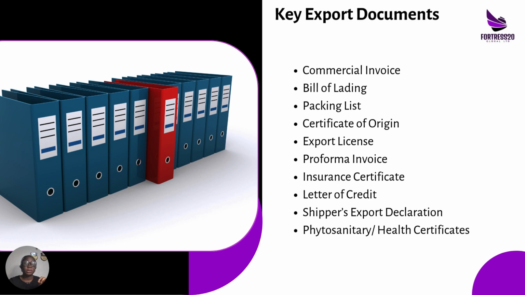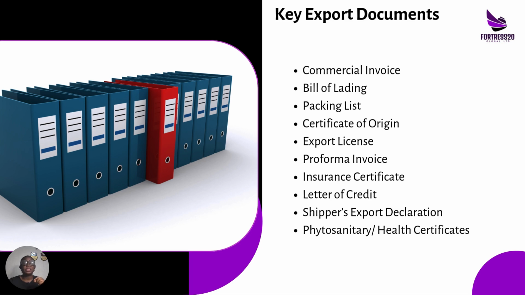Number one, the commercial invoice. The commercial invoice is a proof of sale and it's also a customs document. Number two, the bill of lading. The bill of lading is the proof of shipment and is also the title to the goods. Number three, the packing list. The packing list typically shows a detailed list of the contents of the shipment. Number four, the certificate of origin. The certificate of origin is the proof of the goods' origin.